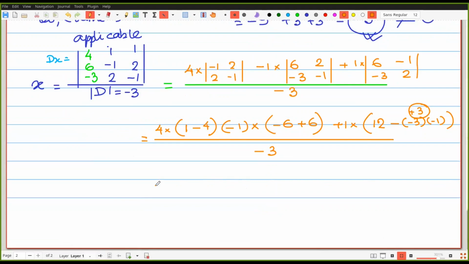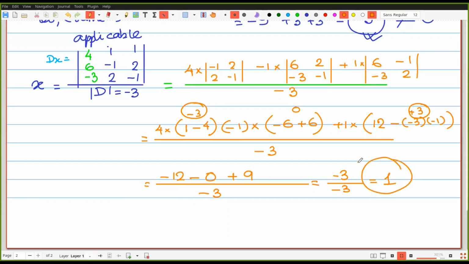Okay, so what is the value here? That is 4 into minus 3, that means minus 12. Second one is 0, so that one is 0. And third one is plus 12, 12 minus 3, so that means 9. So upon minus 3, that means minus 3 upon minus 3 is equal to 1. So that is the first one, value of x has been found.